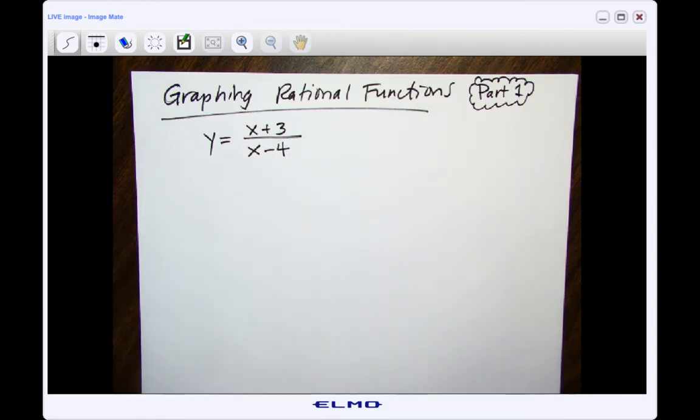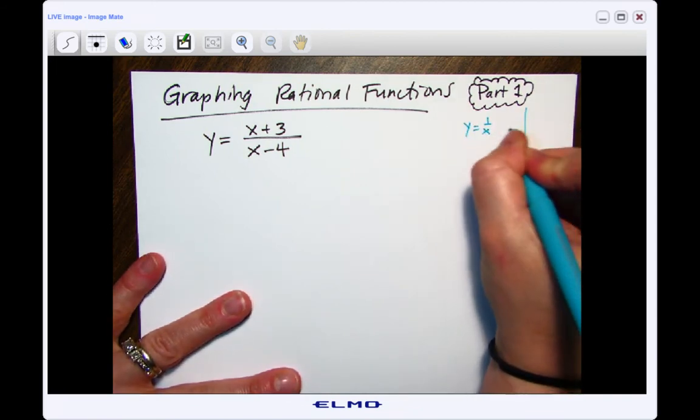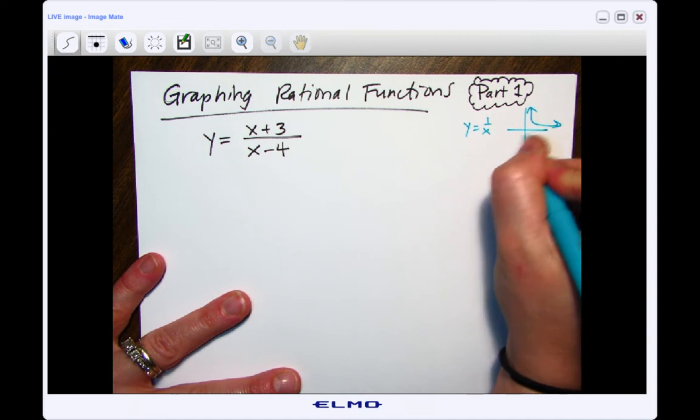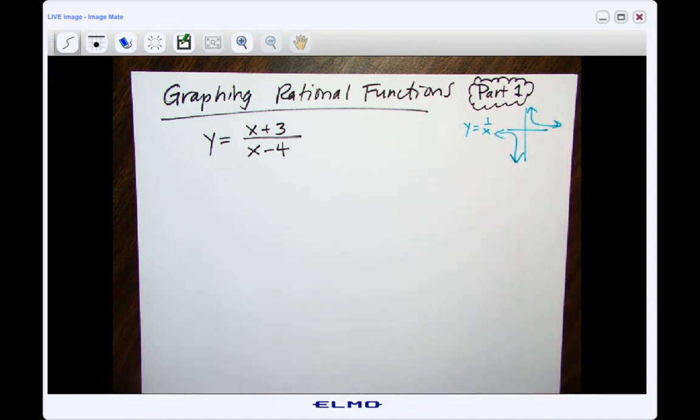Okay, and how do I know it's a rational function? It's a fraction where there's a variable in the denominator, and that's basically what makes it a rational function. We looked at the parent graph of rational functions in one of the other videos, with the vertical asymptotes and the horizontal asymptotes. So we know that the parent function is this one, and it looks something like this.